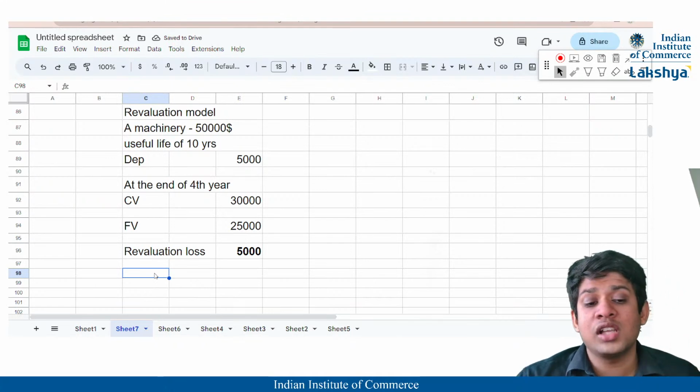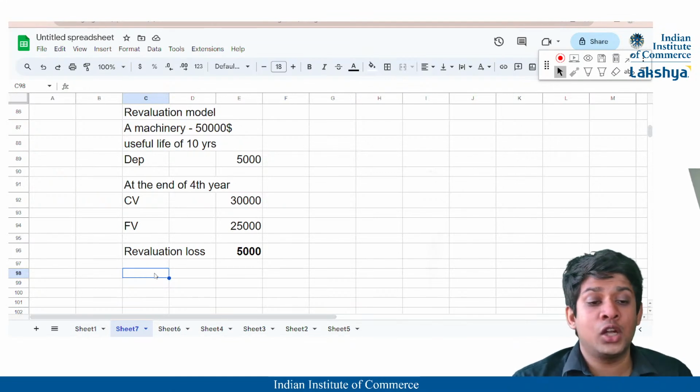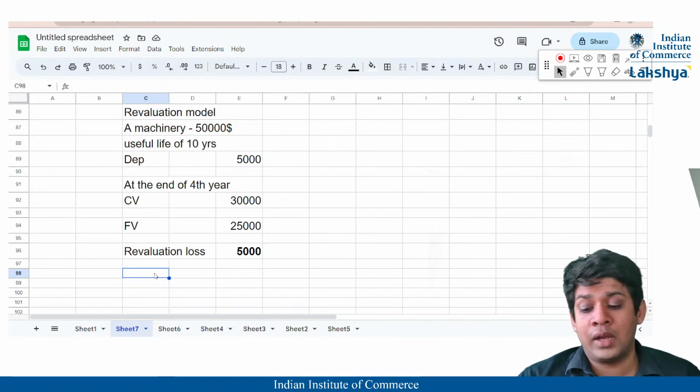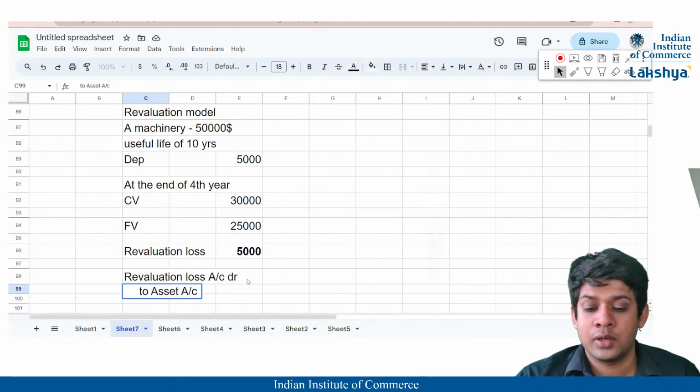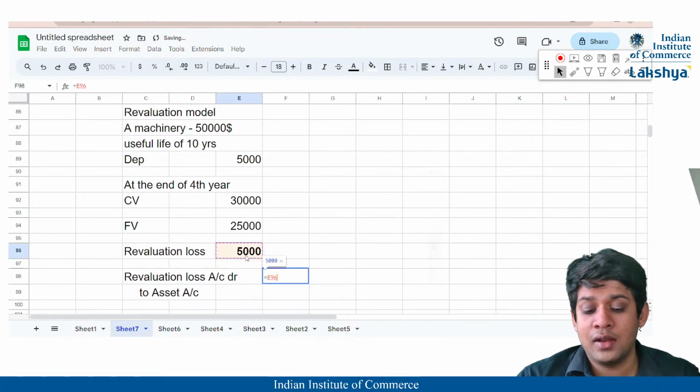Guys, a revaluation loss is always taken to P&L and not to other comprehensive income. Correct? Always remember, it is taken to our P&L and not to other comprehensive income. So our journal entry will be nothing but revaluation loss account debit, since it's like a loss or an expense to me. Expenses or losses are debited. And to my asset value, since it is going down, I'll credit my asset by 5,000, right?